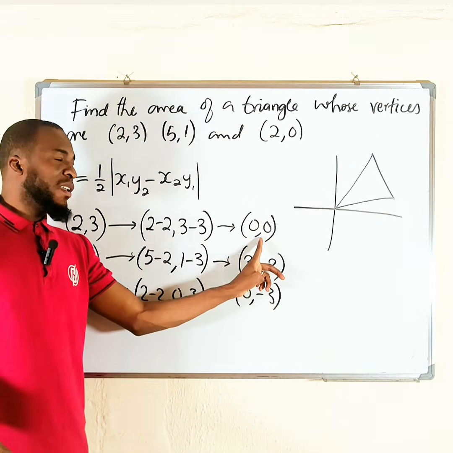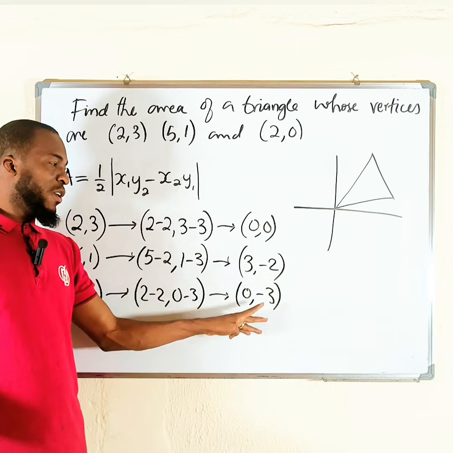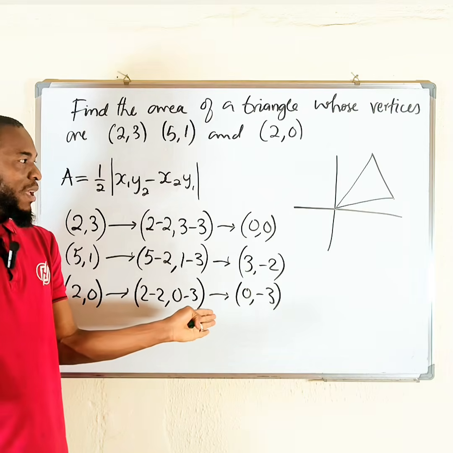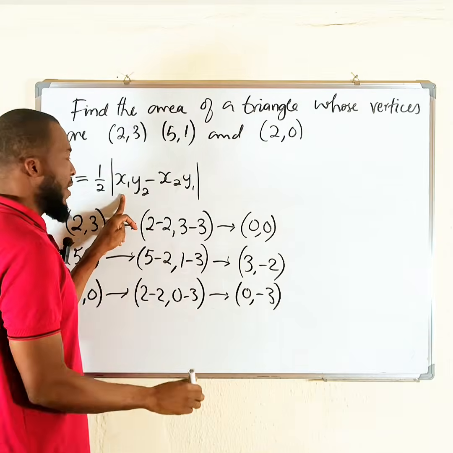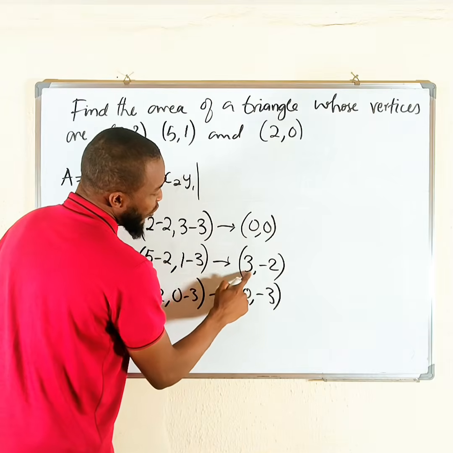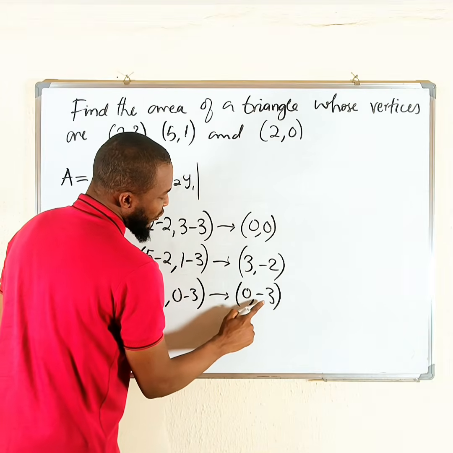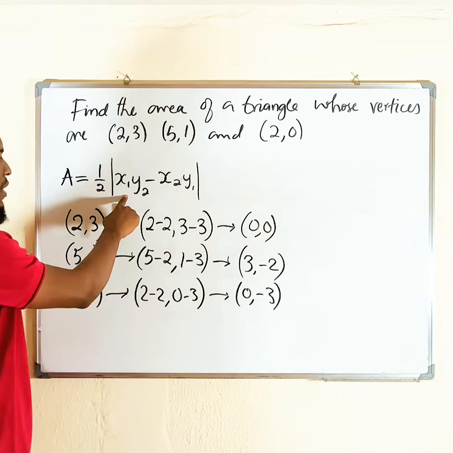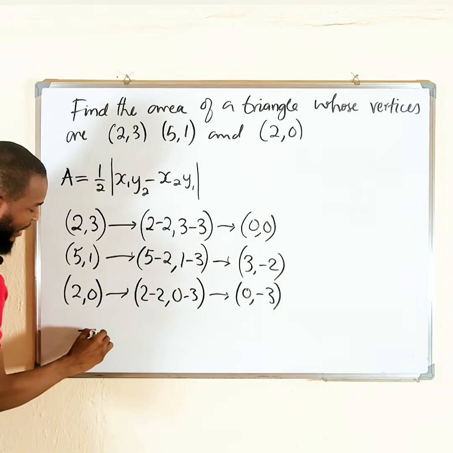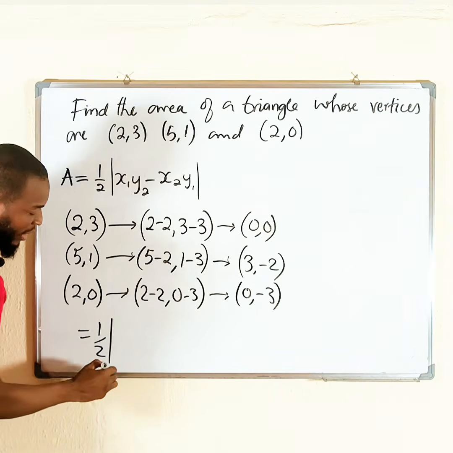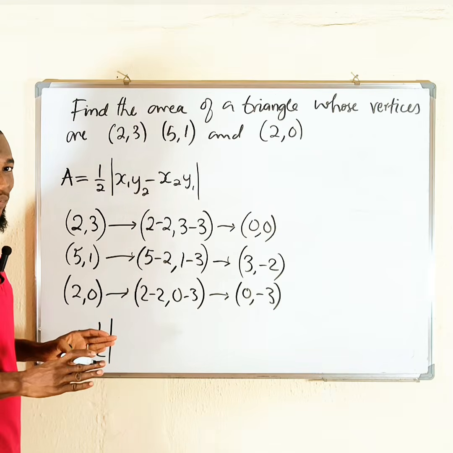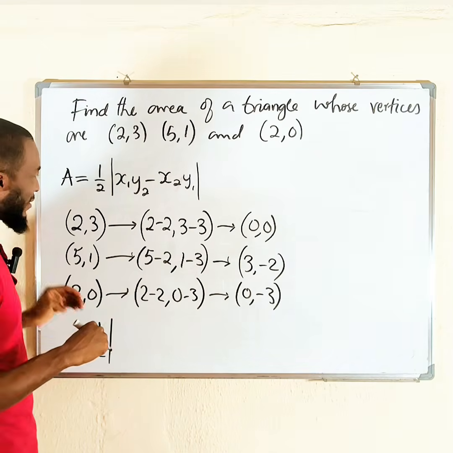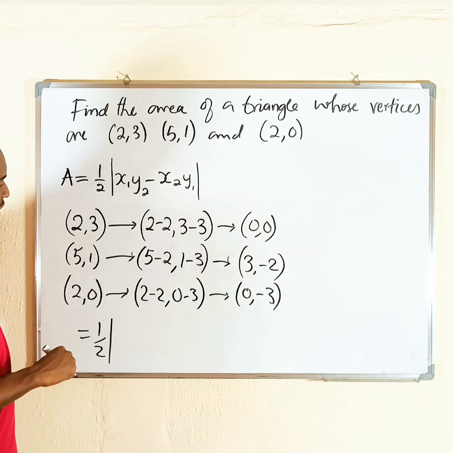So you can see one vertex is now at the origin, but the other two vertices are at other points. So you can continue using the formula. Let me call this one x1, y1, and this x2, y2. Plug them in here. So you have the area to be 1/2 times the absolute value, so that whatever value is inside will maintain positivity. It must remain positive, irrespective of whether it is negative.